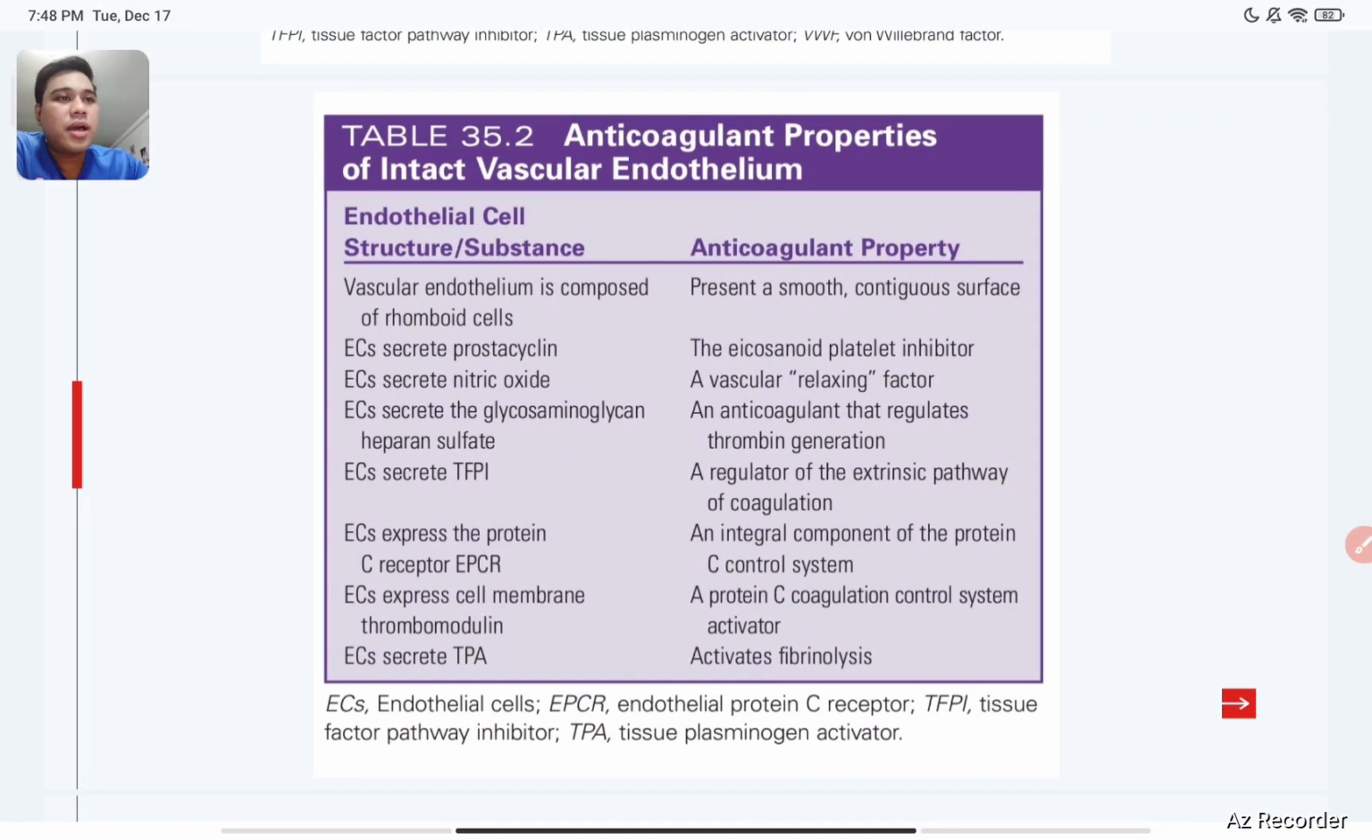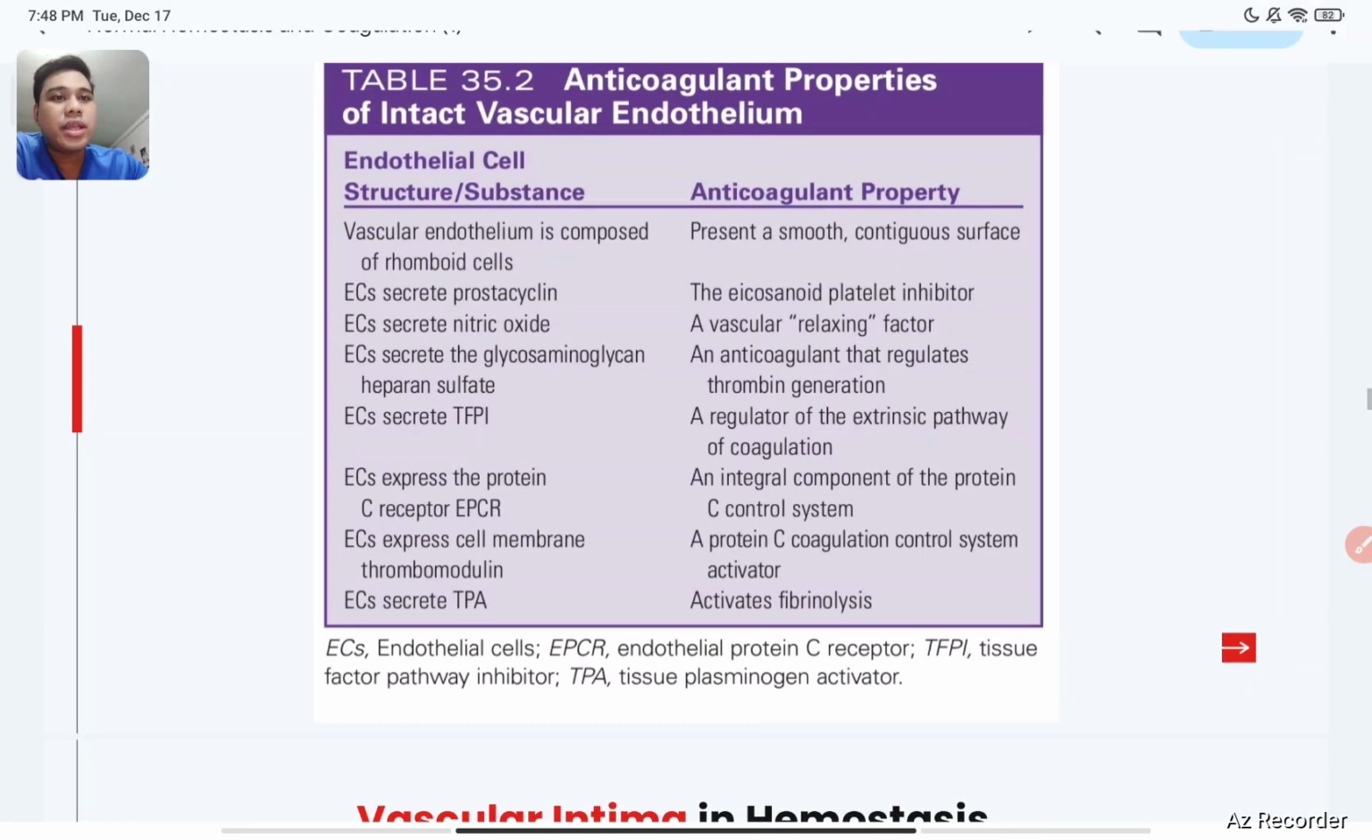And this one, you have your anticoagulant properties of the intact vascular endothelium. As I've said, meron tayong prostacyclin, nitric oxide, and then yung anticoagulant property nila. So, one thing to note here is your nitric oxide, it's also called your relaxing factor. That's why we have yung mga gamot that basically contain nitric oxide, your isosorbide mononitrate, isosorbide dinitrate. Binibigay natin yon sa mga pasyente nating may chest pain or sinasabi nating angina.